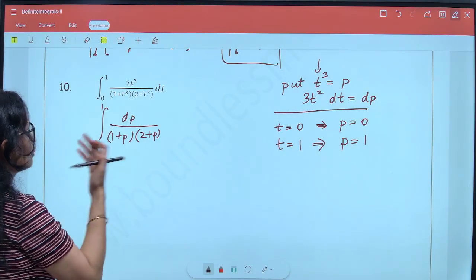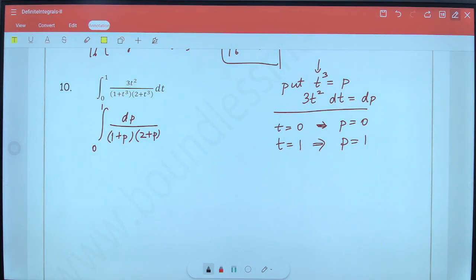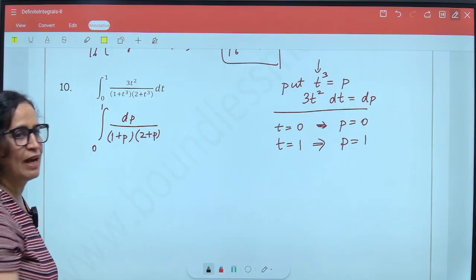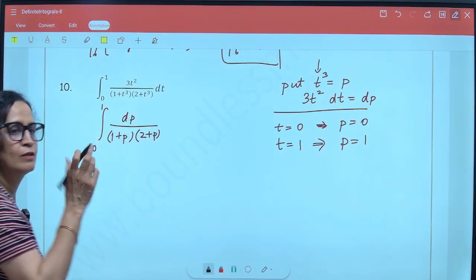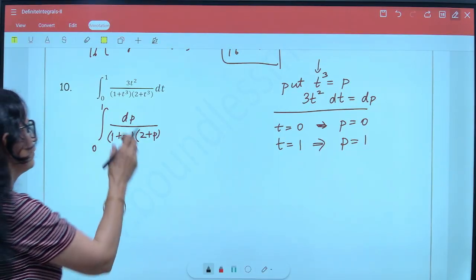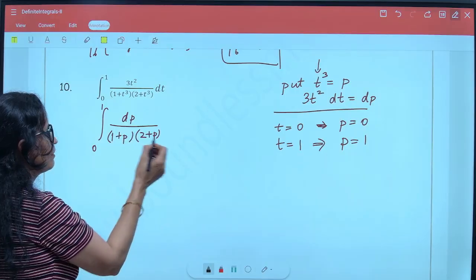Now such a question, how do we integrate? Recall from the video of indefinite integrals, what do you see here? It is partial fractions. Yes, because we have two linear factors in the denominator, and if you can understand, both these are two consecutive numbers. So there is just a gap of 1: this is 1 plus p, and this is 2 plus p.